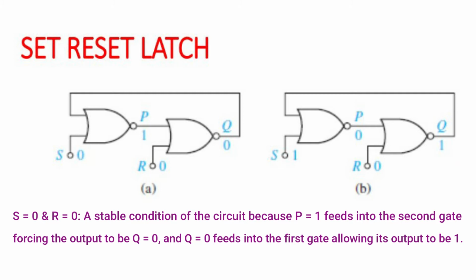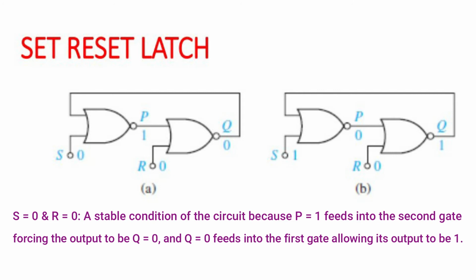So a stable condition of the circuit is achieved because P is equal to 1, which is fed as an input to the second gate, which will force the output Q to be 0, and the Q is fed back again as an input to the first gate, allowing its output to be 1, and this continues.